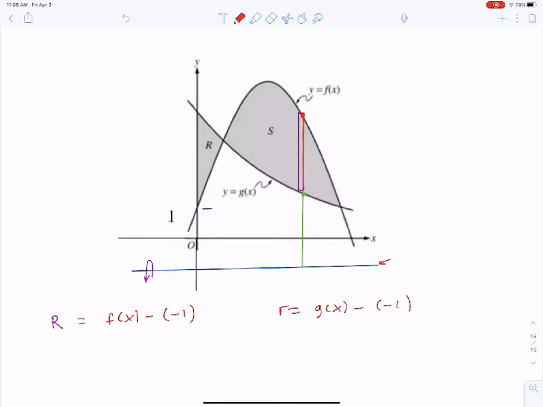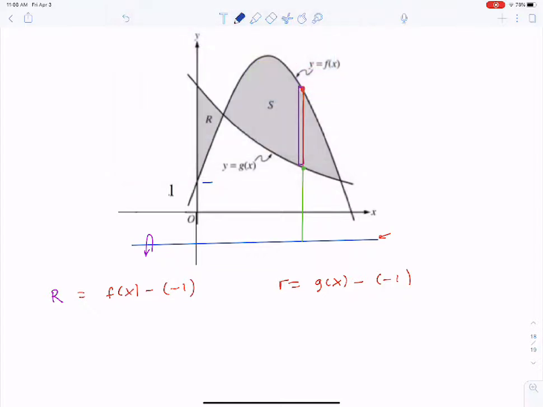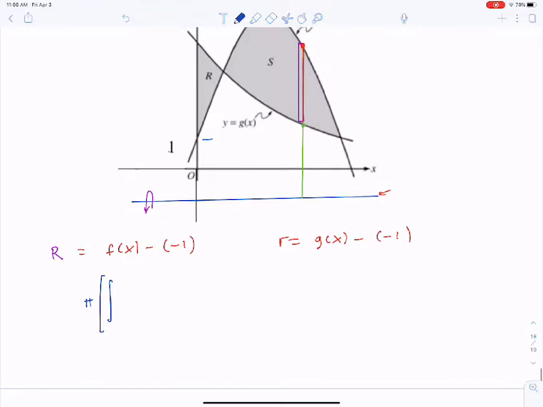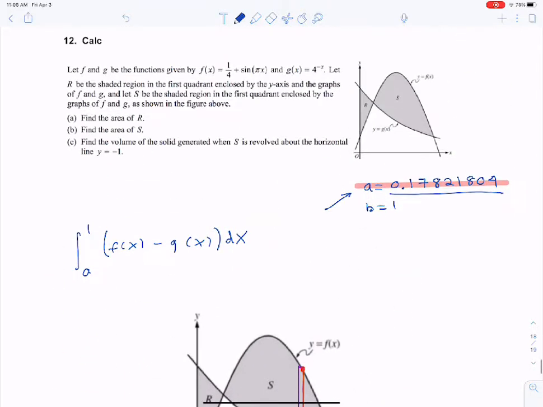Before I continue, in regards to my finding of capital R and little r, are there any questions? If not, let's go for it. Let's set our integral up. So this integral is pi times the integral of, let's see, we got here, big R squared, which was f of x. What is f of x here?